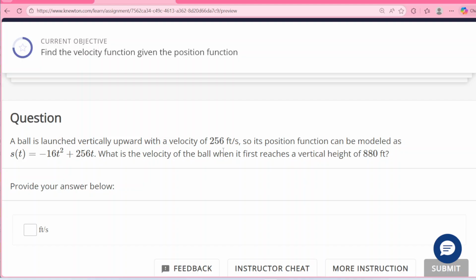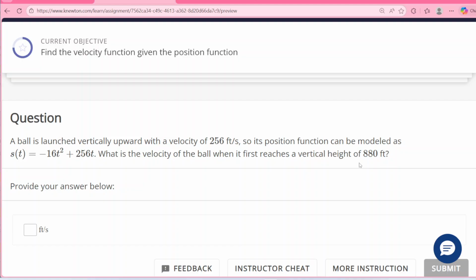So this is pretty similar to a question we had earlier. Again, some object is launched into the air with some initial velocity. They give us the position function, how high it is off the ground at any given time. And we want to know the velocity when it first reaches the height of 880 feet in the air. So like that problem earlier, it might be shot up, hit 880 feet and then go a little higher, and then on the way back down, be 880 feet in the air again.